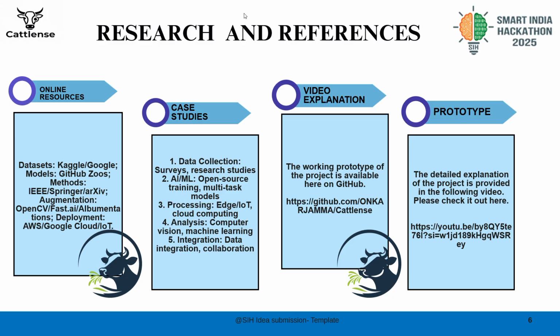Here, with our research and references, we have researched around 20 to 30 papers for our project. We collected datasets from Kaggle and Google. We also used models from GitHub, and case studies, as we had done surveys and research studies. We also used open source multitask models. For processing, we used cloud computing, computer vision, and machine learning. For the video explanation, we have prototypes which are already available on GitHub.